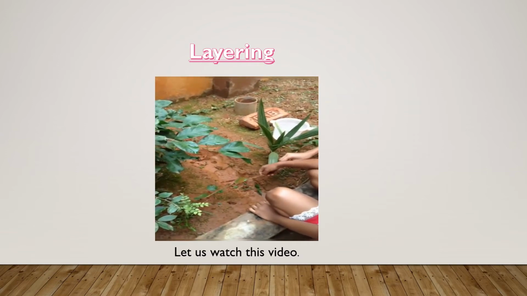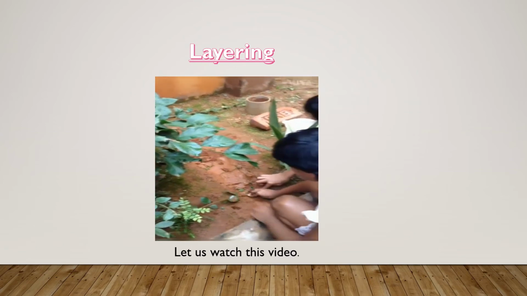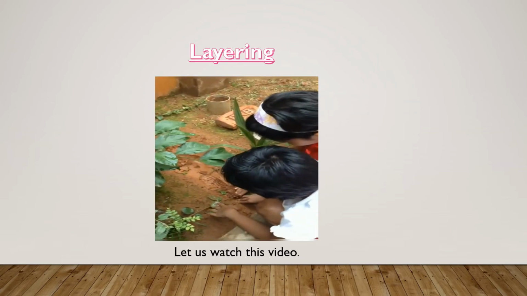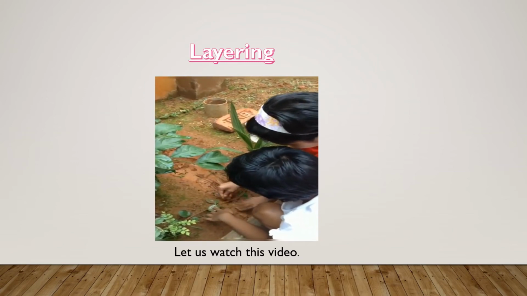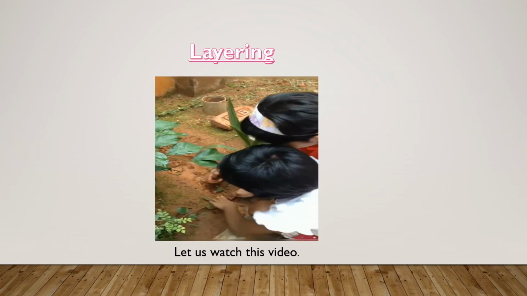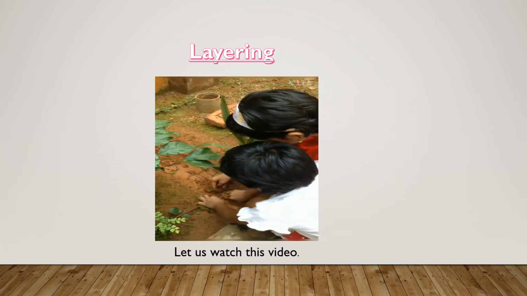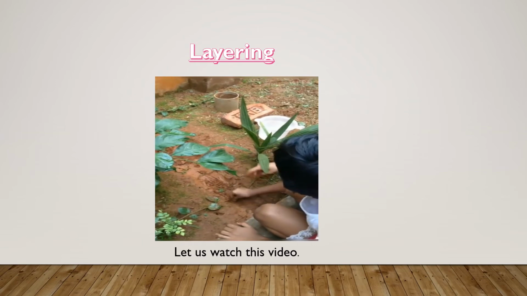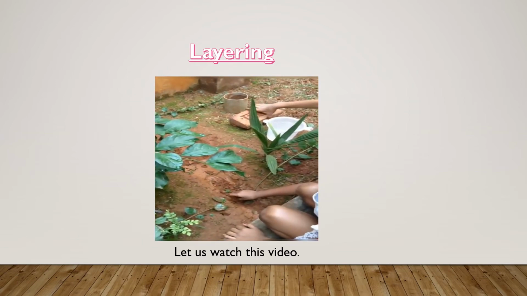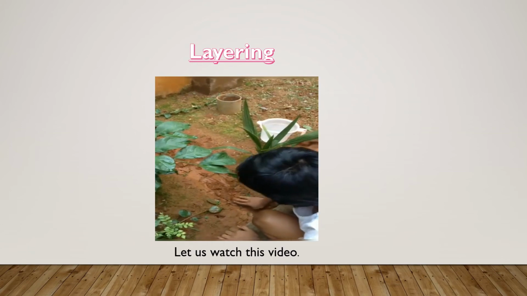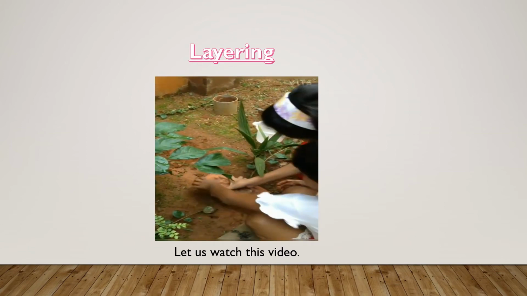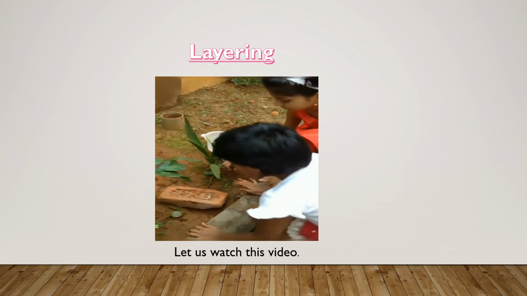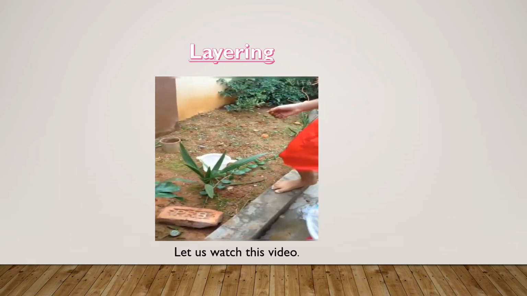Select one branch near the ground and put it into the soil and put some soil on that. Put some more soil on that. And put weight on that. Wait for 10 to 15 days. Then you can get the roots for this plant, and if you separate it from the plant, it will grow as a new plant.